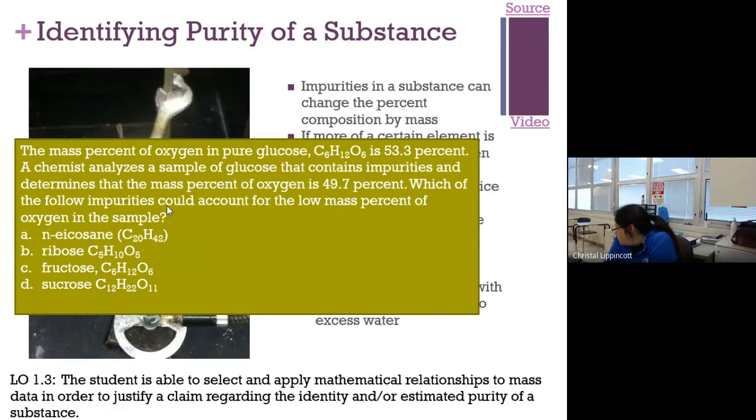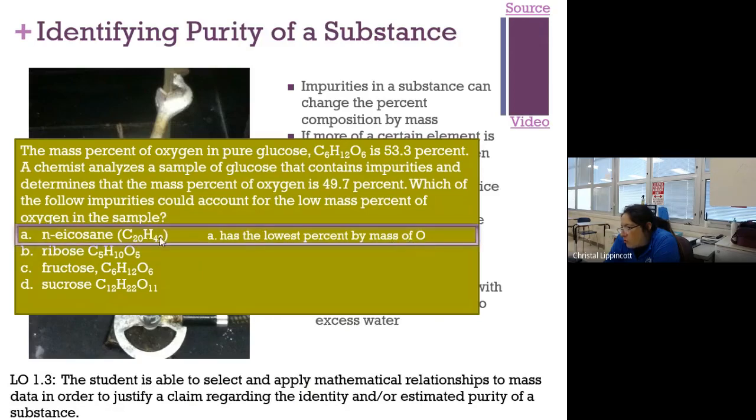Which one of these is not like the other? Which one of these is different from the rest? All right, so A has the lowest percent by mass of oxygen, right? So if we had a low mass percent of oxygen in the sample, this would throw it off, because it would scale this part up, and then that would lower this part. So if we had a low percent by mass of oxygen, that would be the cause.